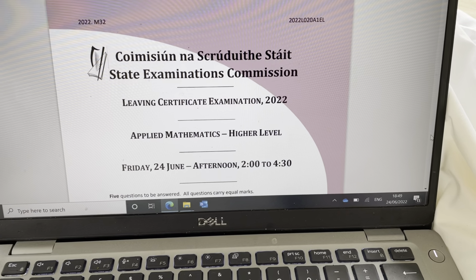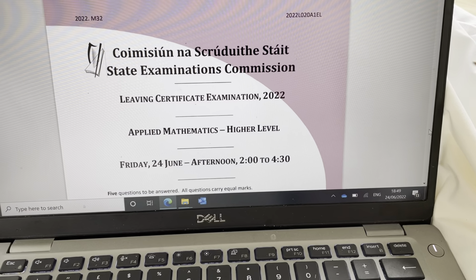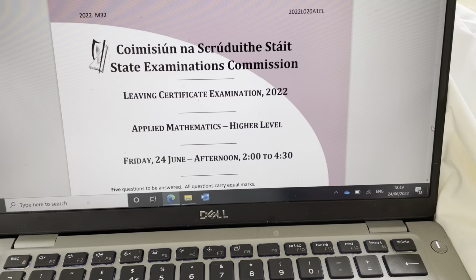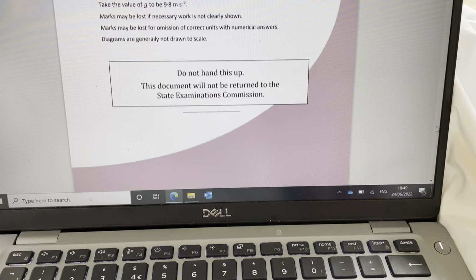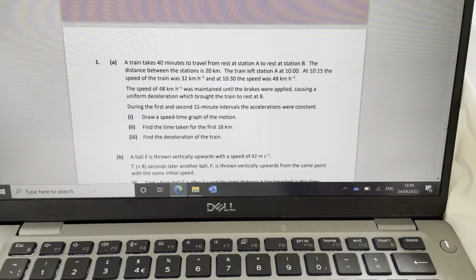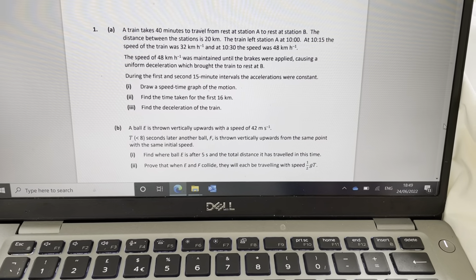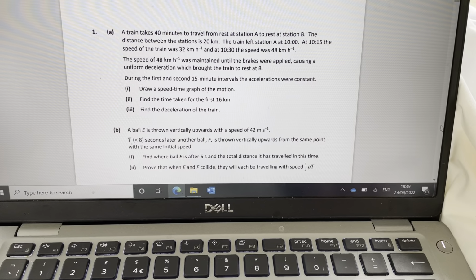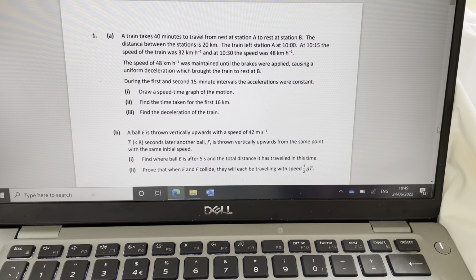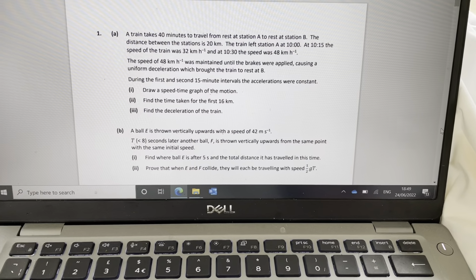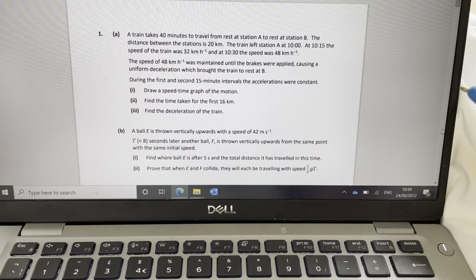Okay, let's do the 2022 paper that's come out today, Applied Maths. Motion, let's have a look at question 1, motion. So one train takes 40 minutes to travel from A to B.